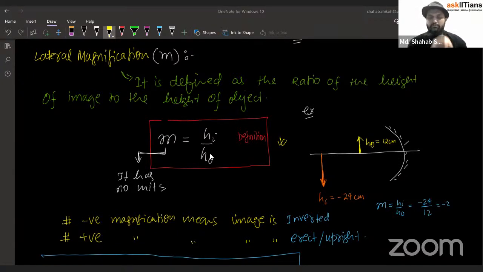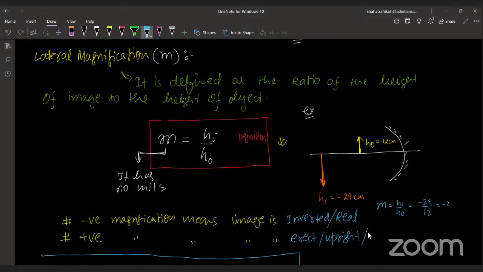Magnification is the ratio, so it has no unit, the meters cancel out. Negative magnification means image is inverted, and what is the other thing? Image inverted and real. Erect and virtual.